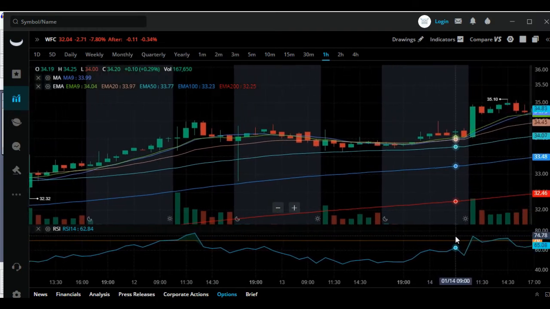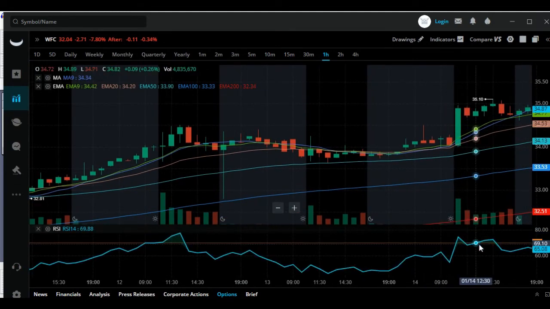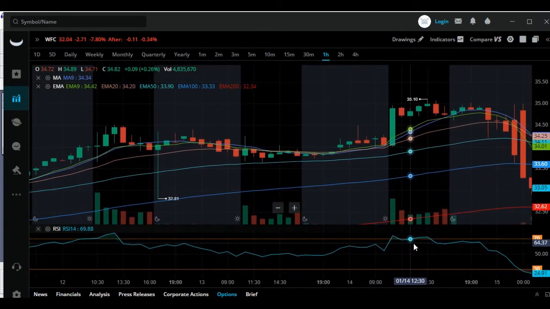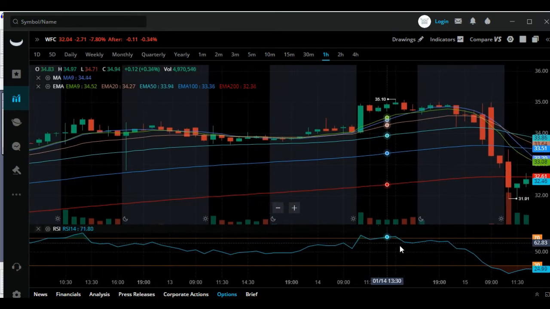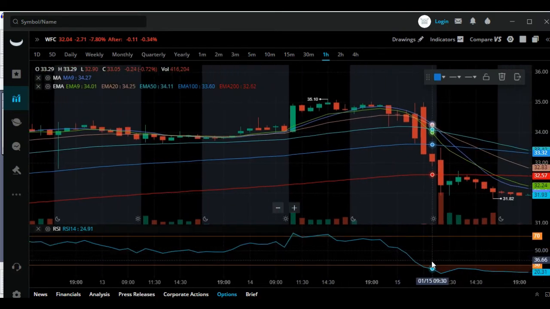And if you continued to wait, you didn't have much more upside, so it was probably a good time to get out, and then it started to sell off. But now what do we have? We have a stock that's now oversold.